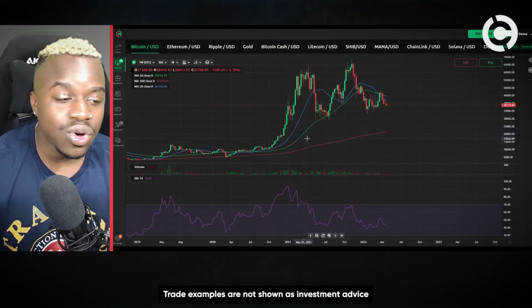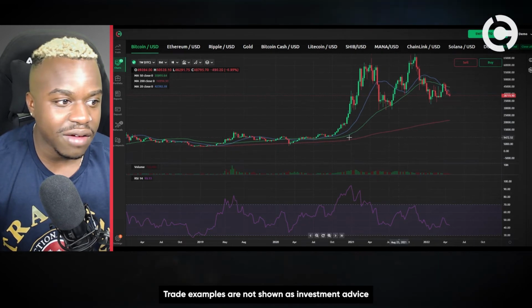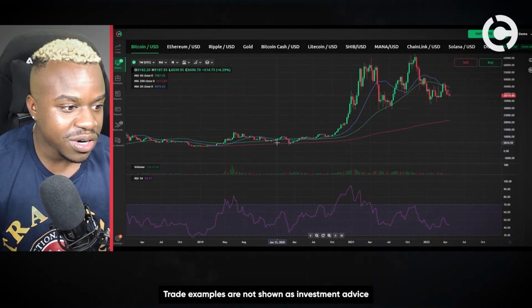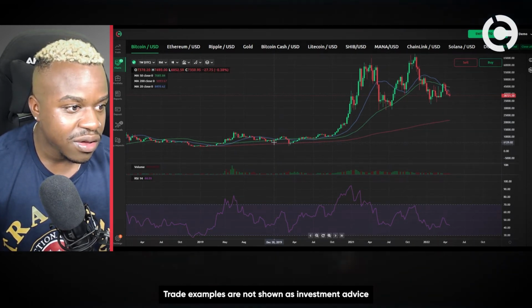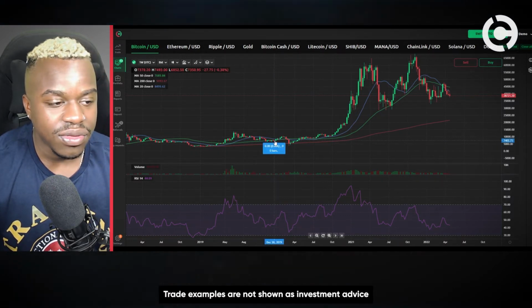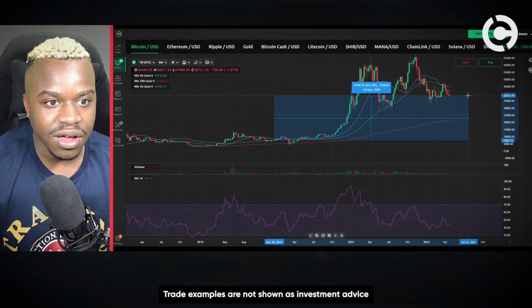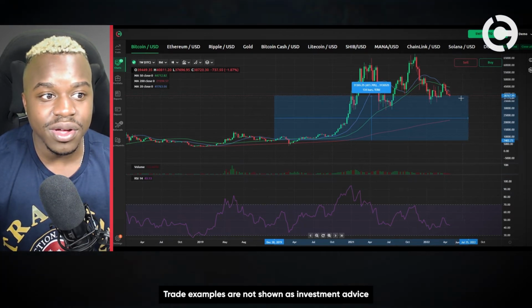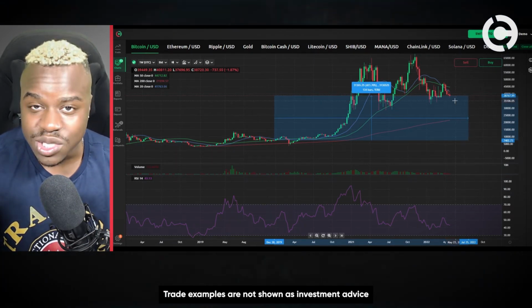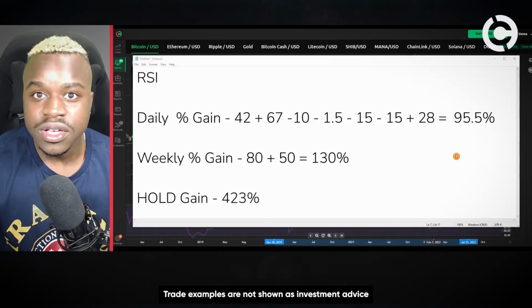Now, if you were just to hold Bitcoin and you bought at the beginning of 2020, what would that return look like? So let's go here. This is the week of December 30th to this current date right now. That's a return on Bitcoin of about 423%.